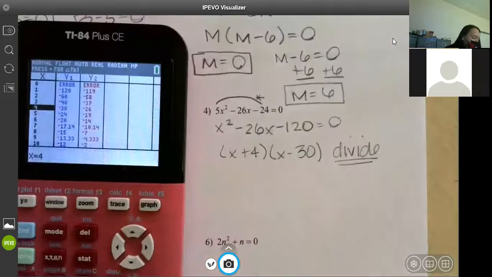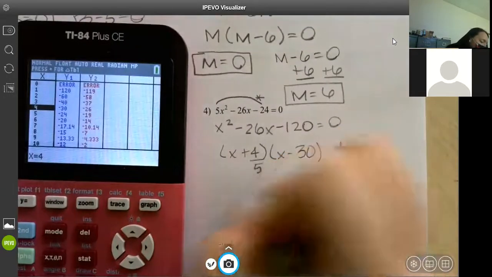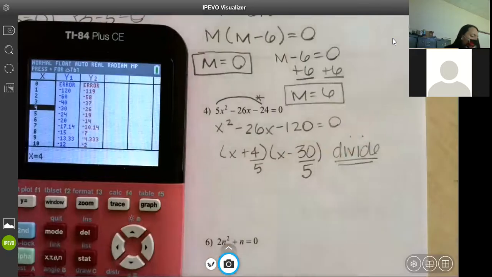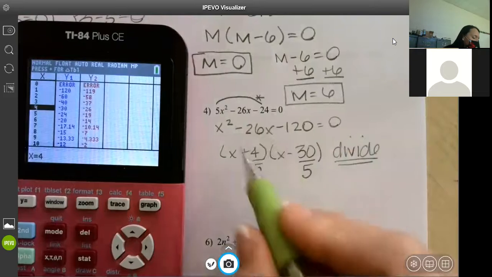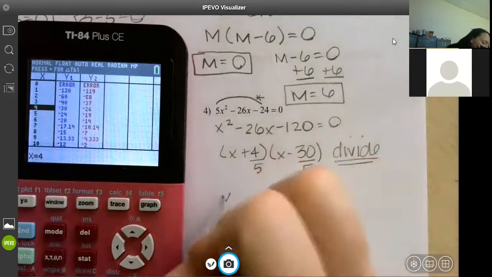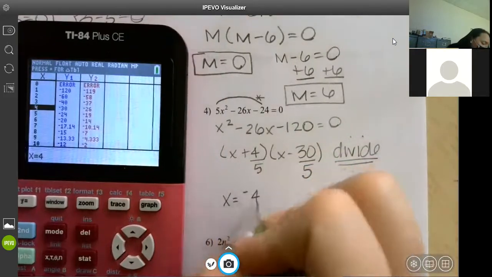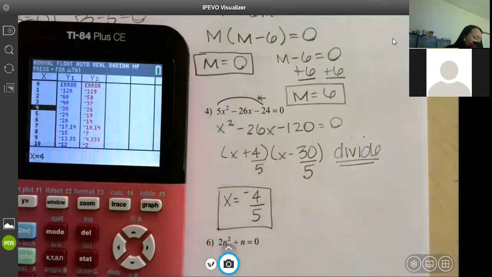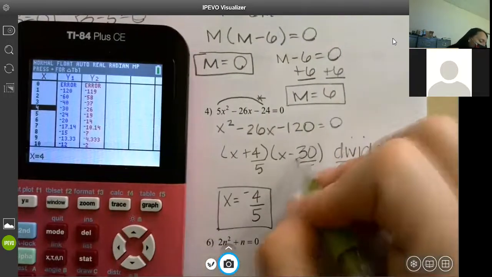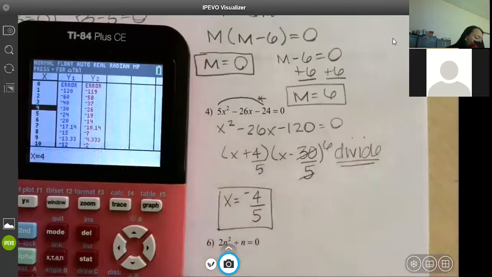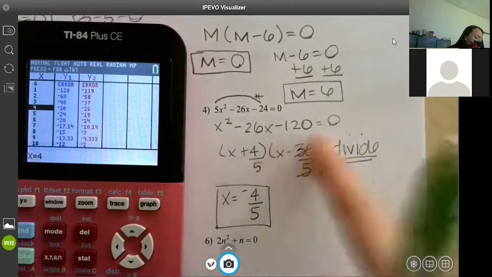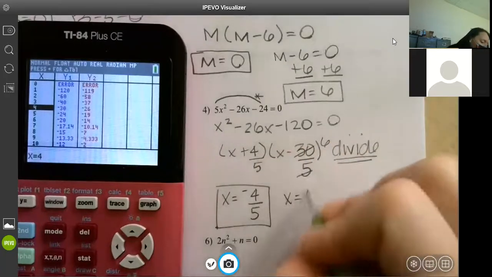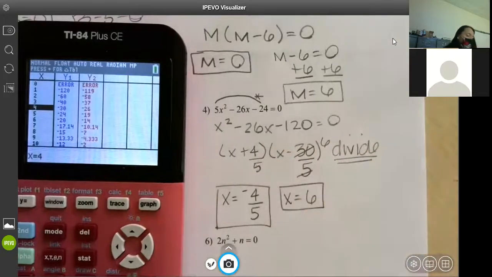to remember to divide. So I slid the 5. I'm going to divide by 5. If you can reduce it, reduce it. If not, your answer is right there. 4/5 will not reduce. Instead of a positive 4/5, we're going to have negative 4/5. 30 over 5 reduces to 6. Instead of an x minus 6, our answer is going to be positive 6. That's it.